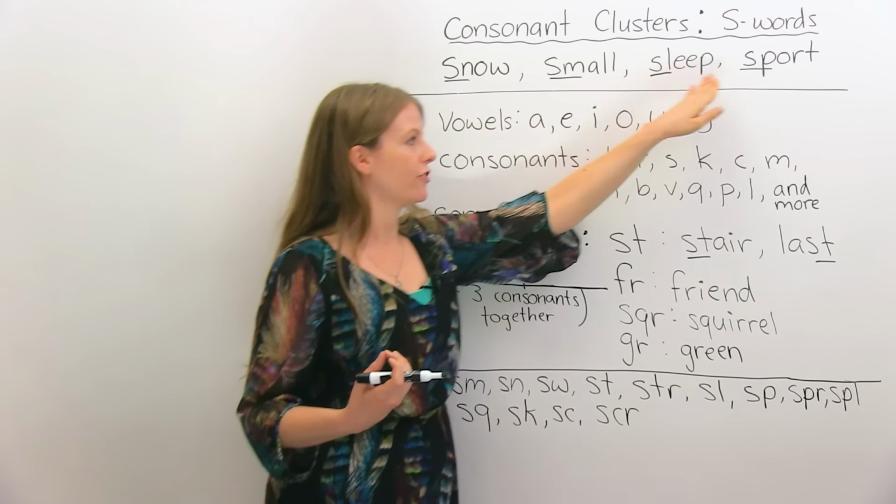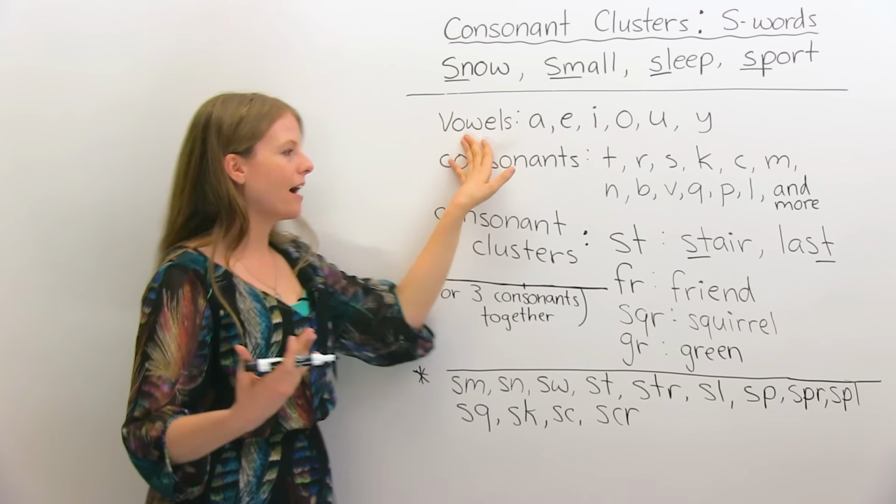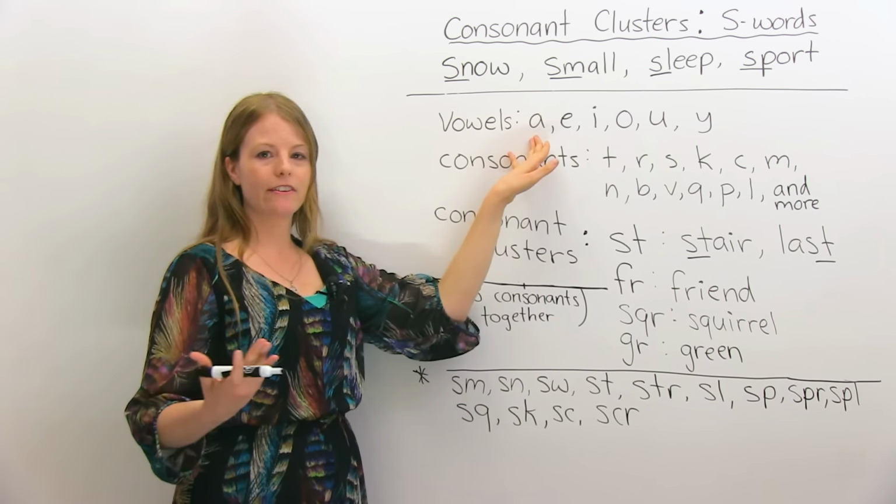So to better understand consonant clusters, first we should really talk about vowels and consonants. So vowels in English are sounds that contain either A, E, I, O, U, and sometimes Y. So these are our vowels in English. In different languages, vowels are different. In English, these are our vowels.